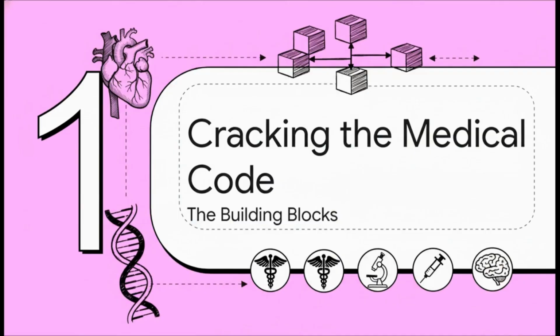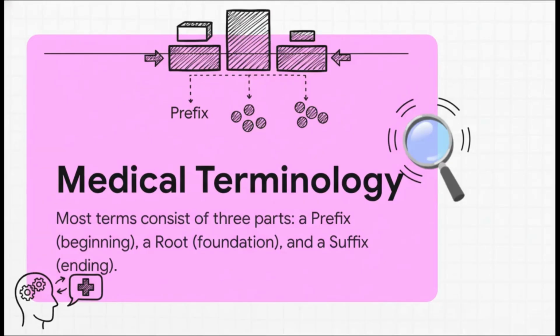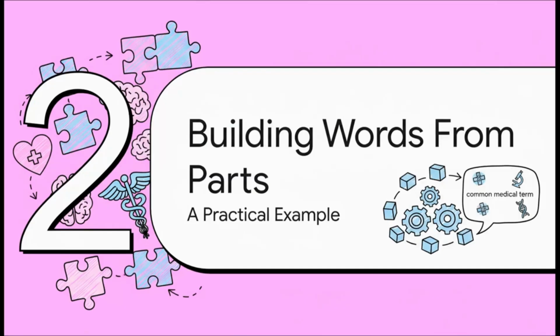First up, we're going to look at the basic building blocks of all medical language. And seriously, it is way simpler than you might think. I want you to think of these big medical words like they're made of Lego bricks. Seriously, almost every single one has a prefix, which is the beginning part, a root word, which is the foundation, and a suffix, which is the ending. Once you know what a few of these common bricks mean, you can start to piece together and understand almost anything. All right, so that's the theory, but let's actually see it in action. We're going to take a real medical term and build it from the ground up, piece by piece. You'll see how easy it is.